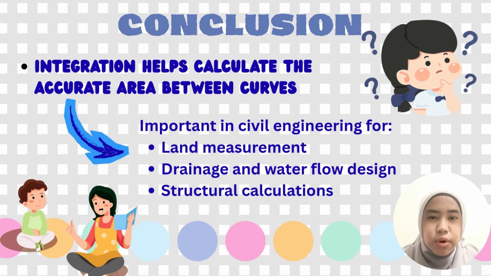Second, drainage and water flow design. To prevent flooding, engineers have to calculate the volume of water moving through irregular channels. Integration helps us design systems that can handle the pressure and flow of nature. And third, structural calculations. Whether it's the curve of a suspension bridge or the weight distribution of a modern arch, integration ensures that every force is accounted for, keeping our structures standing and the public safe.